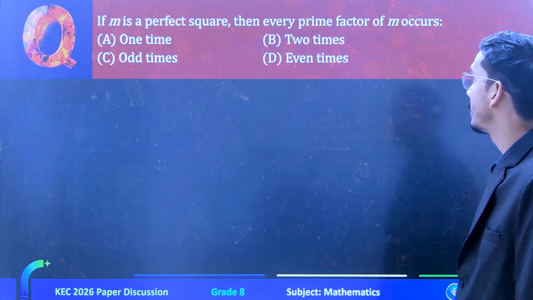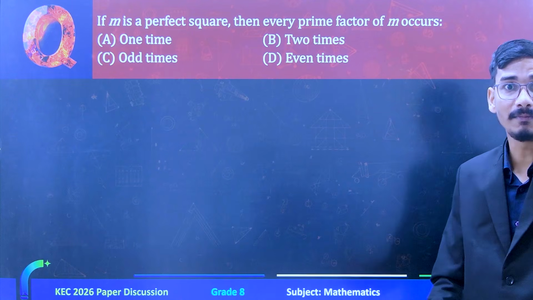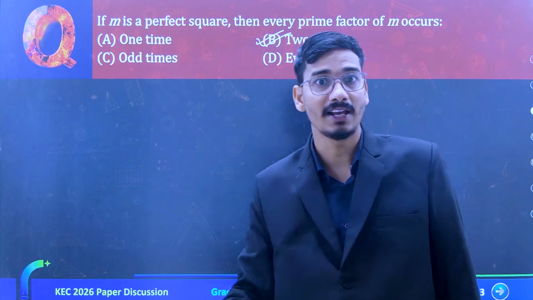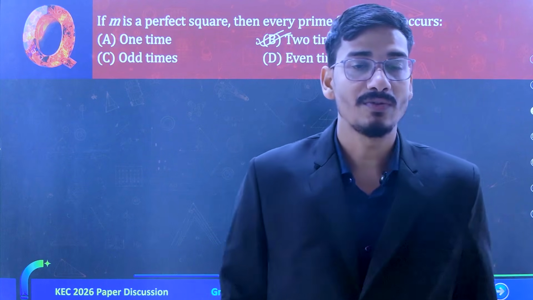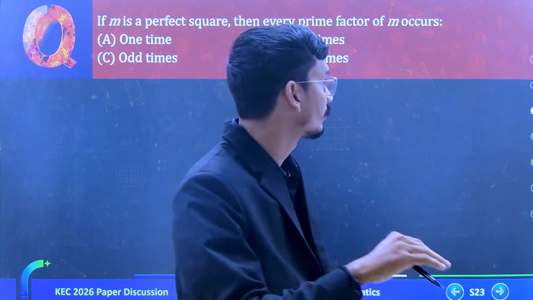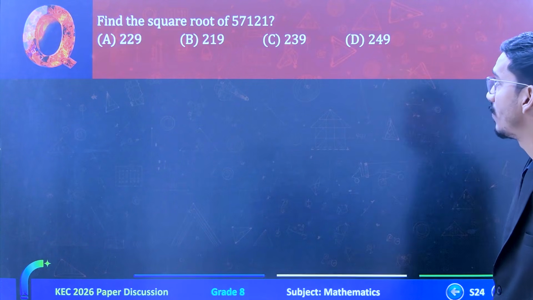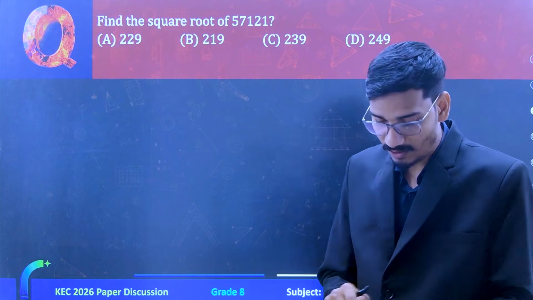Now coming to the next question. If m is a perfect square, then every prime factor of m comes how many times? Twice. In case of a cube, thrice, and in case of a square, twice, beta. Okay? Means 2 times. Next, beta, find the square root of this quantity.